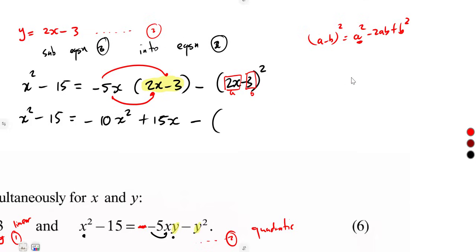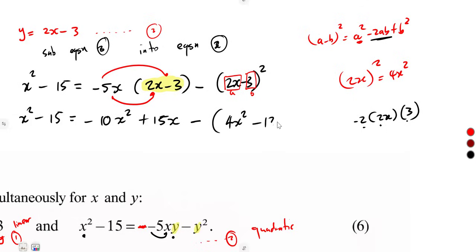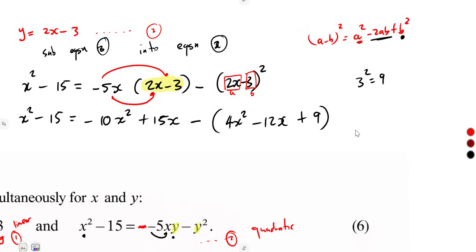So a squared means 2x squared, which is going to be 4x squared. You have to square that as it is. So that was going to give us 4x squared minus 2ab. So that's minus 2 times a, where a is 2x, and b is 3. So that's negative 4 times 3, negative 12x. And the last part is the last term squared, b squared, and our b is 3. So 3 squared is 9, and that is going to be positive. So this is what you're going to have after expanding.